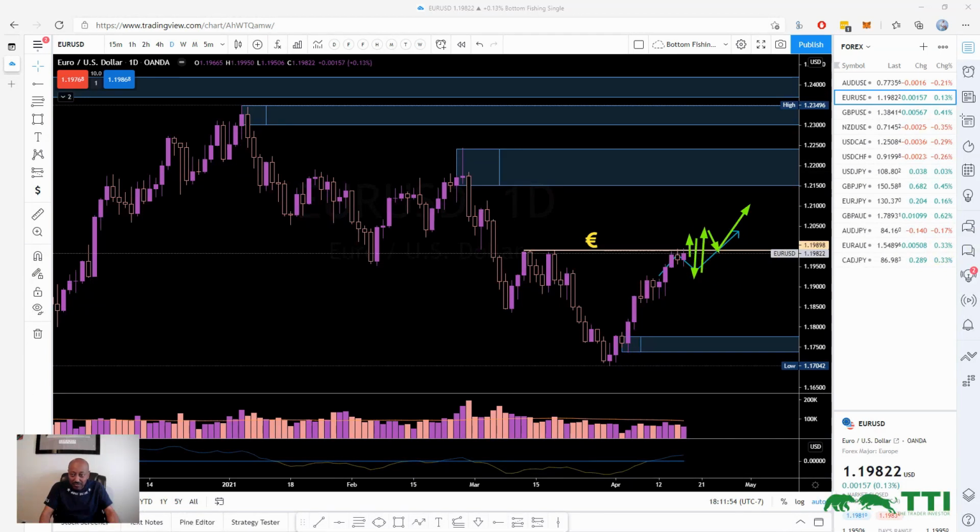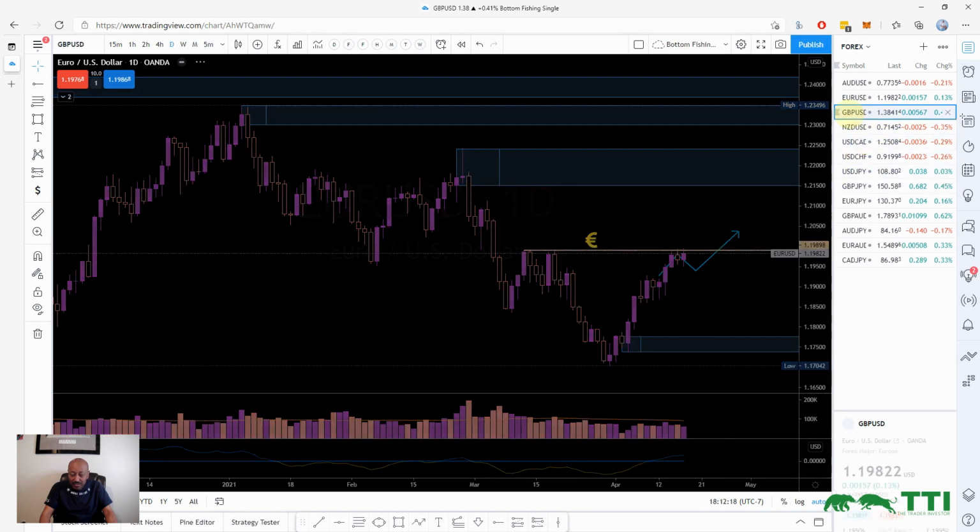Again, all of this is looking at the daily, nothing else, just finding entry positions on the daily. As price moves and does what we are expecting it to do, this is where we'll go to the hourly chart and pinpoint our sniper entries. So that's where we are with Euro USD.